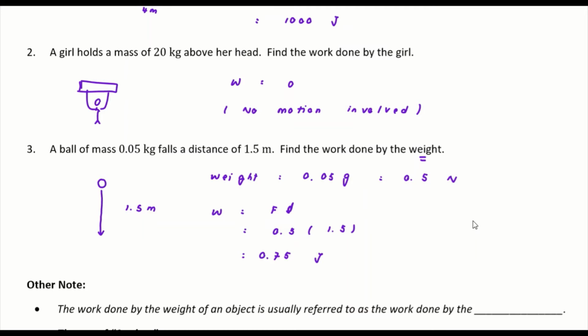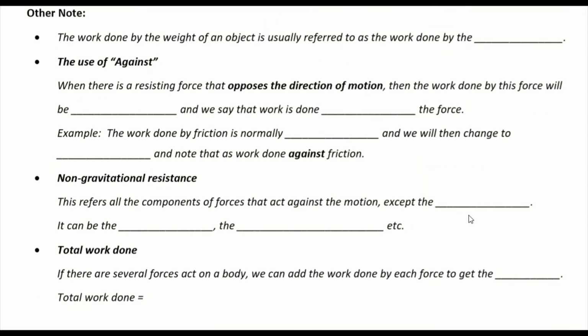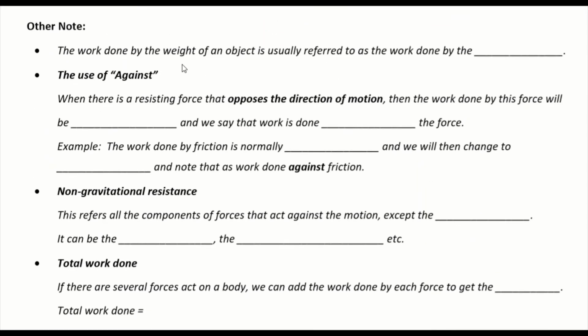Okay, so let's look at a very short part of the notes before we attend to questions 4 and 5. The first thing, in the third question just now, you see the words work done by the weight. Sometimes in a question, work done by the weight can be referred to as the work done by the gravity. Because the weight in this world is actually caused by the gravitational acceleration, so it's caused by gravity. So work done by the weight is the same thing as work done by the gravity.